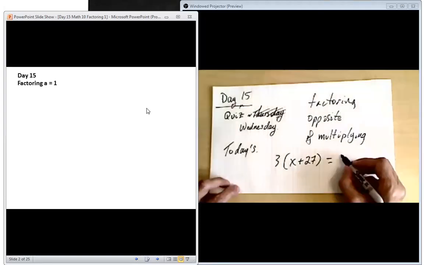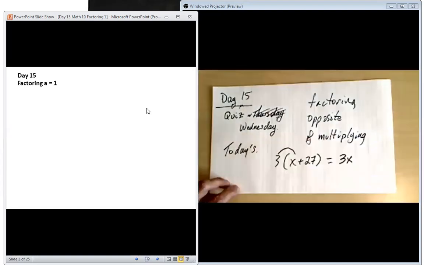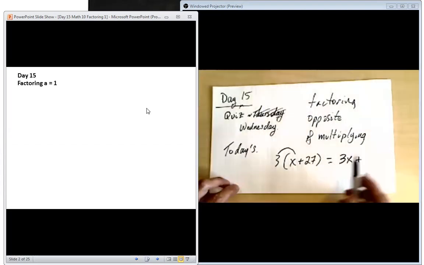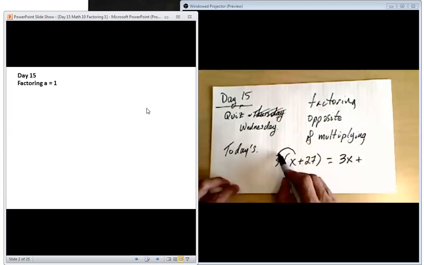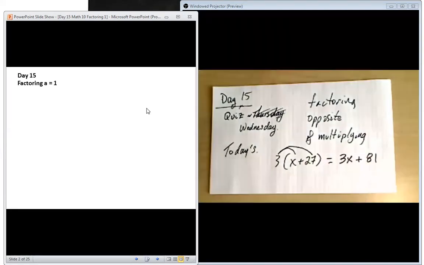3x for sure for the first term. That's that part there. It's going to be plus something. Yeah, it's going to be this. These are times when we do this. So plus 81 like that, right?